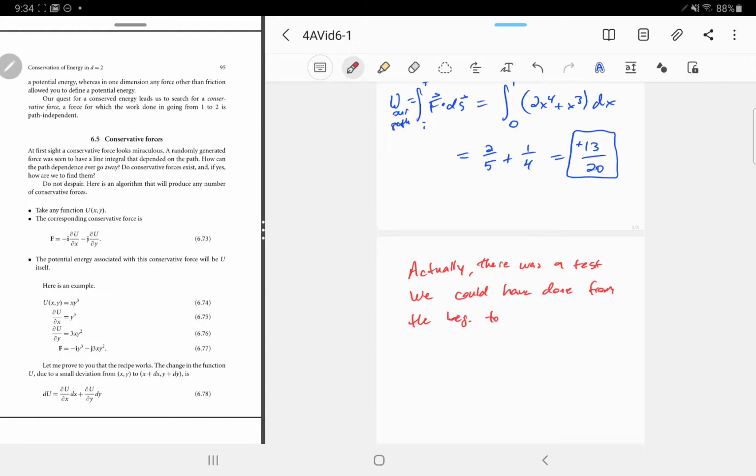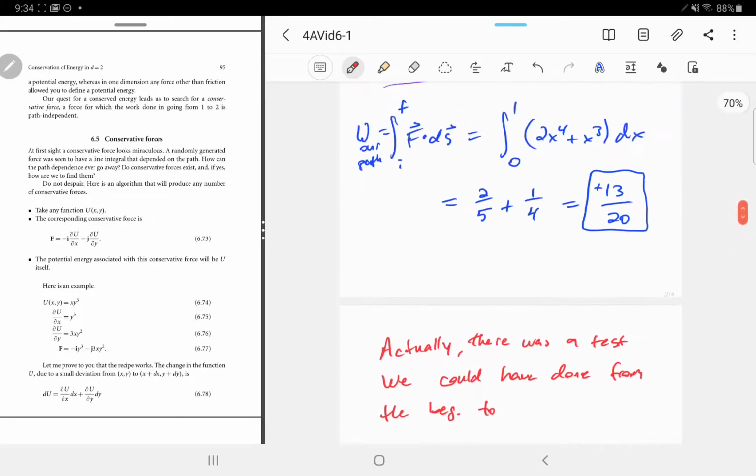To see if the force was conservative. Okay, so actually let me give you a little bit of language here. So the conclusion here: the work is path dependent. It depends on the path because we get a different answer depending on the path, even with the same initial and final points.